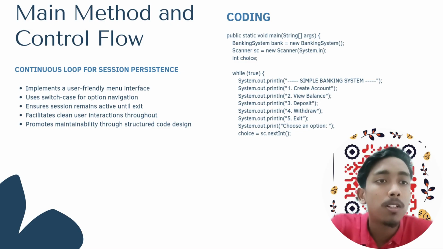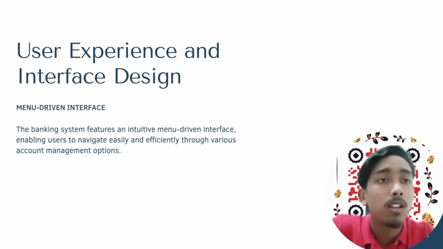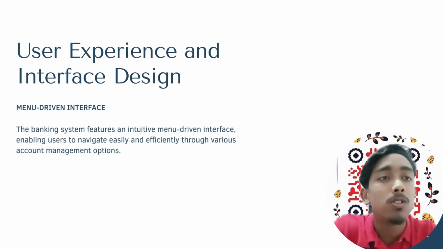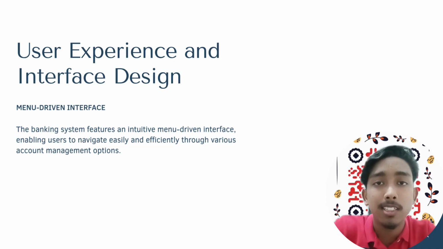Now let's go to how the user is actually interacting with the system. This happens in the main method, where we use a while loop to create a persistent session, meaning the menu keeps appearing until the user chooses to exit. A simple switch case structure powers the menu, making navigation intuitive and keeping the user in control until they decide to leave. After that, slide 7 is about user flow and interface design.